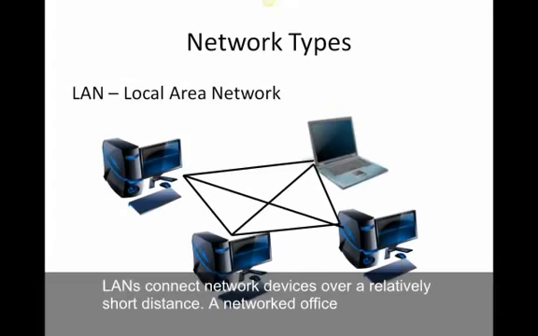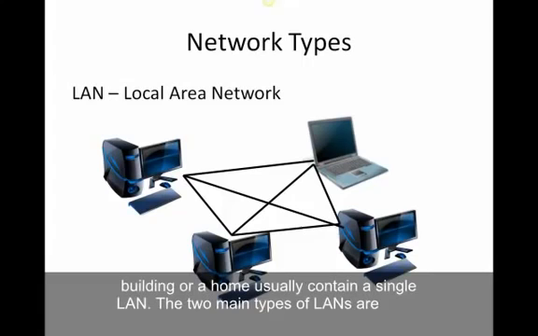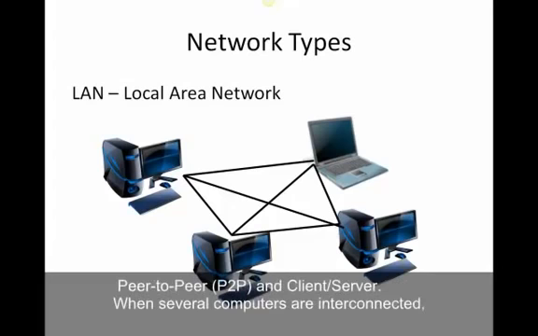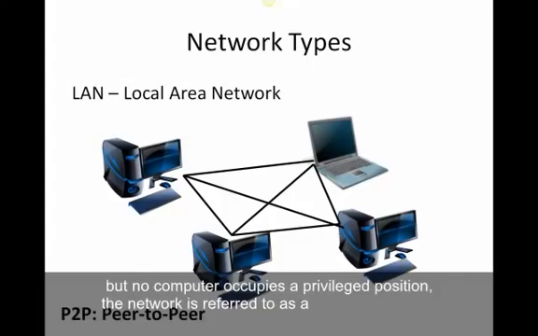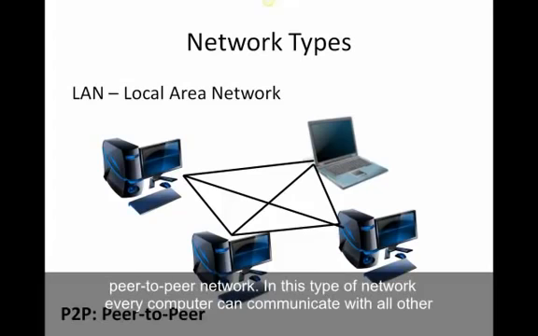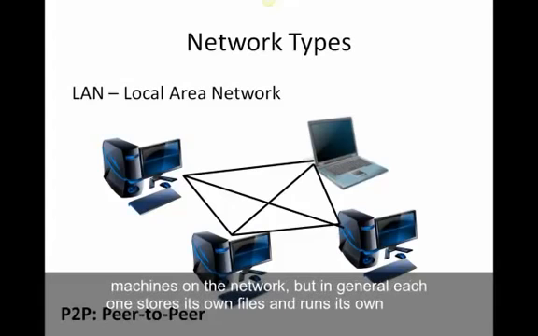LANs connect network devices over a relatively short distance. A networked office building or a home usually contains just a single LAN. The two main types of LANs are peer-to-peer and client-server. We saw before that in client-server, one gets, one gives, and in a peer-to-peer, they can both give and both get. When several computers are interconnected but no computer occupies a privileged position, that's when the network is referred to as a peer-to-peer network.